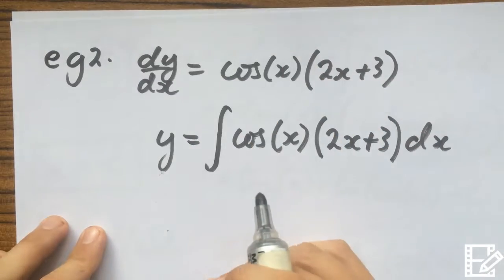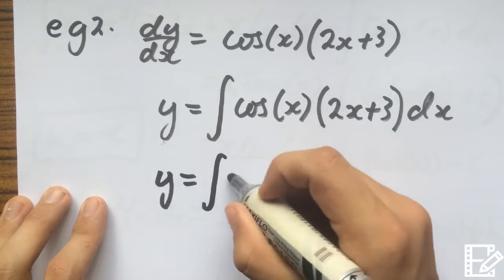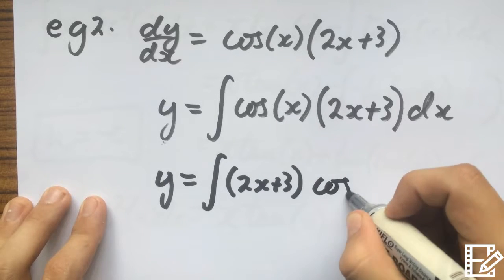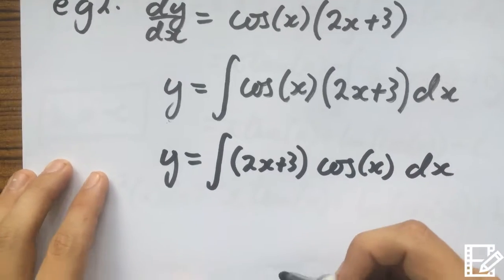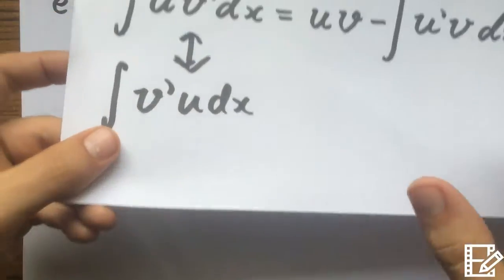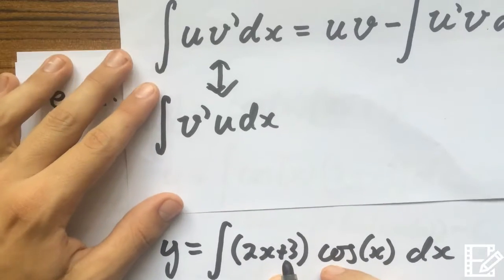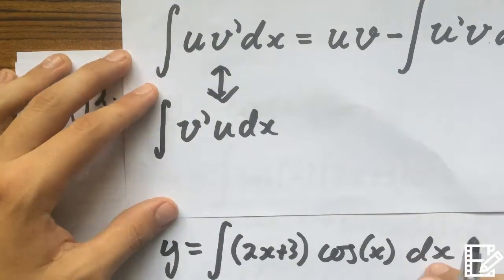So, just like that, you can rearrange these if you want to. So let's rearrange it. We have y equals the integral of (2x + 3) multiplied by cos x dx. Now that looks a little better to someone who is not 100% on the topic. Because if you rearrange it like that, then you can see, okay, I can make this u just like here, and I can make this v dash just like here.